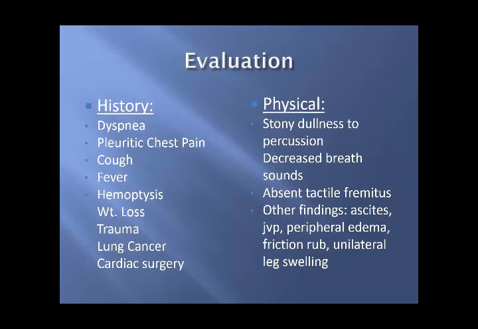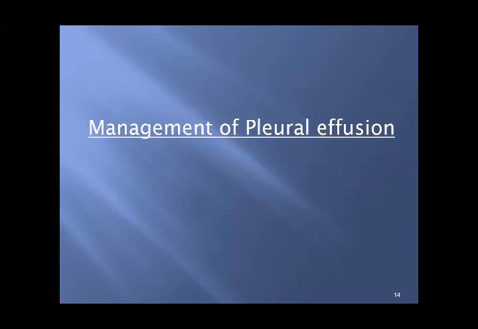On physical examination, there is a stony dull percussion note and decreased breath sounds on that side, with absent tactile fremitus. Other findings can be present in systemic diseases which are also involved, like ascites, raised JVP, peripheral edema, friction rub, and unilateral leg swelling.